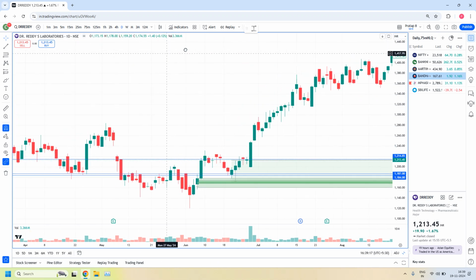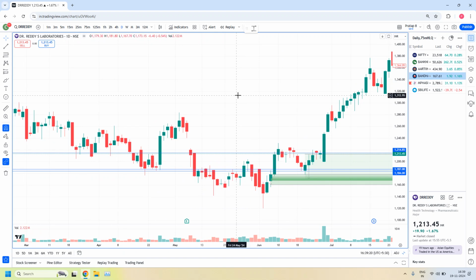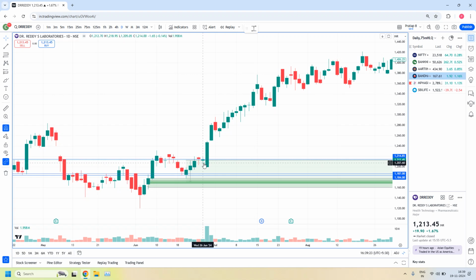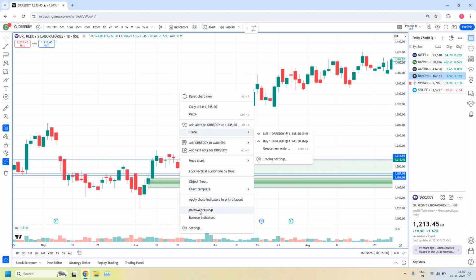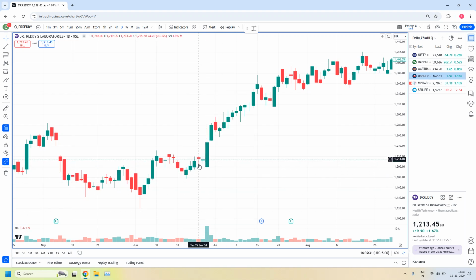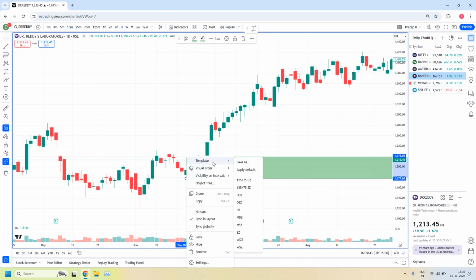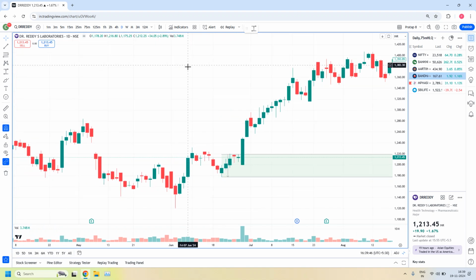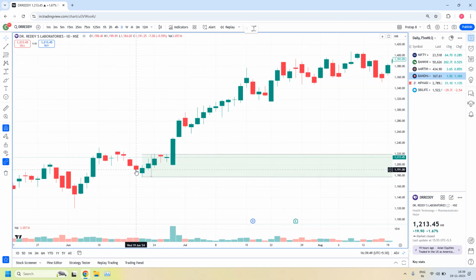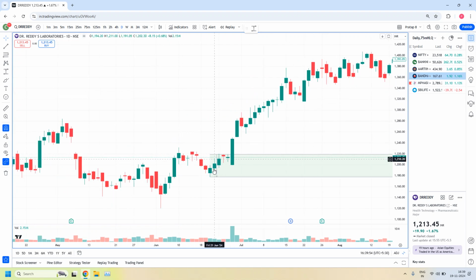Okay, now I am removing this chart. I am clearing the chart. I removed the drawings. Here you have this daily demand zone. Drop, 1, 2, 3, 4, 5, 6 base candles and a rally. This is what is recommended by our software. Now slightly it is adjusted here.